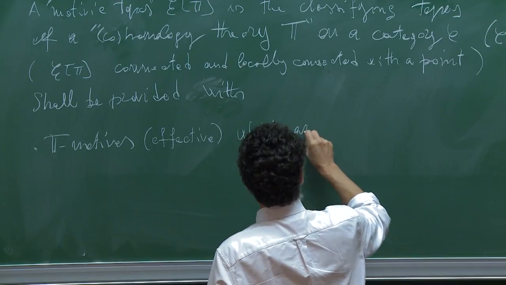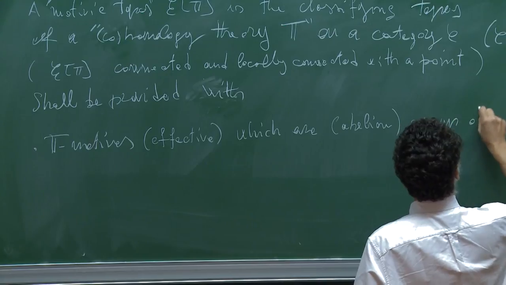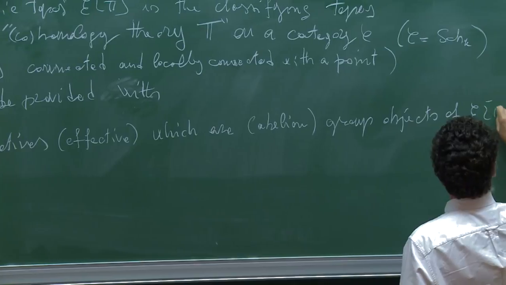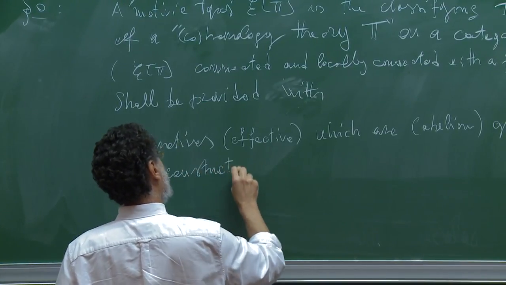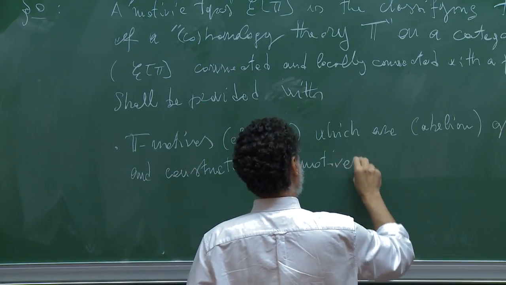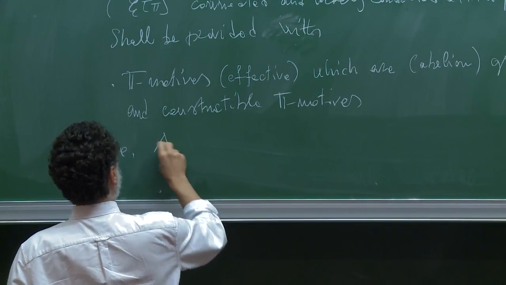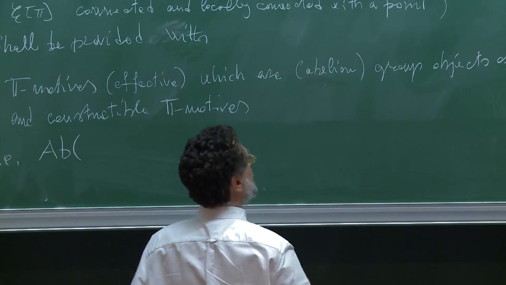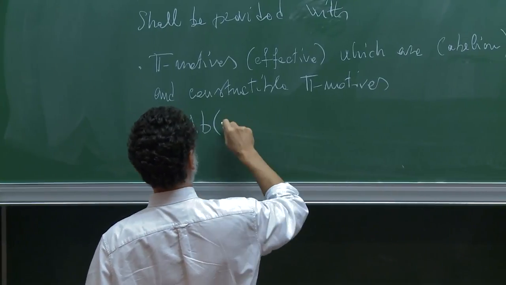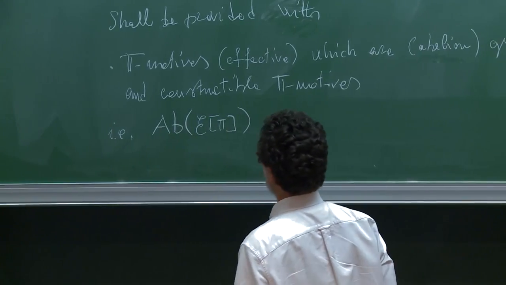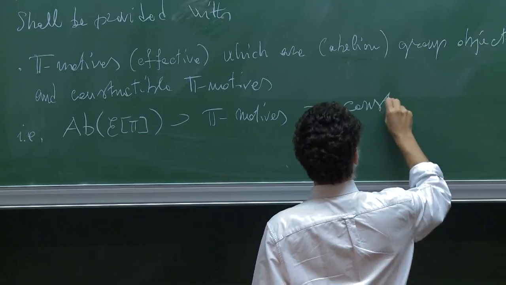Which are abelian group objects of this topos, but not only these, also constructible T-motives, which reflect finiteness conditions inside. As you see, I already put abelian in parentheses because, in fact, there are also non-commutative T-motives, which I will not talk about. But you have abelian groups inside this topos, here you have these T-motives inside it, and then you have constructible T-motives.